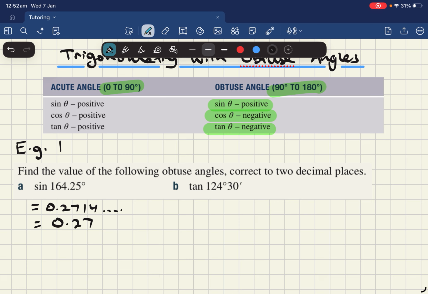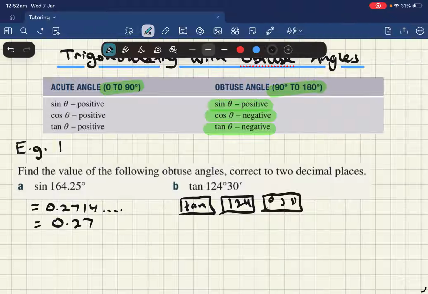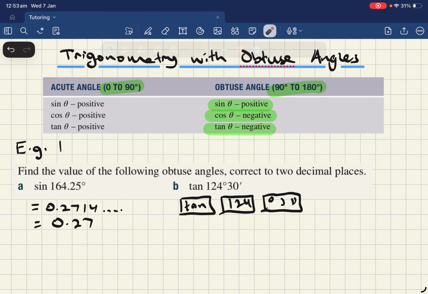Now, for the next one, we have tan of this value here, so 124 degrees and 30 minutes. Now, just a note on when you're putting this into a calculator, you press the tan button, then you're going to type in 124, and then you're going to use that button that we dealt with in the previous couple of videos, so where we have our degrees, minutes, and seconds. Now, we need to push this button after we write in 124 because that signifies to our calculator that 124 is our degrees.